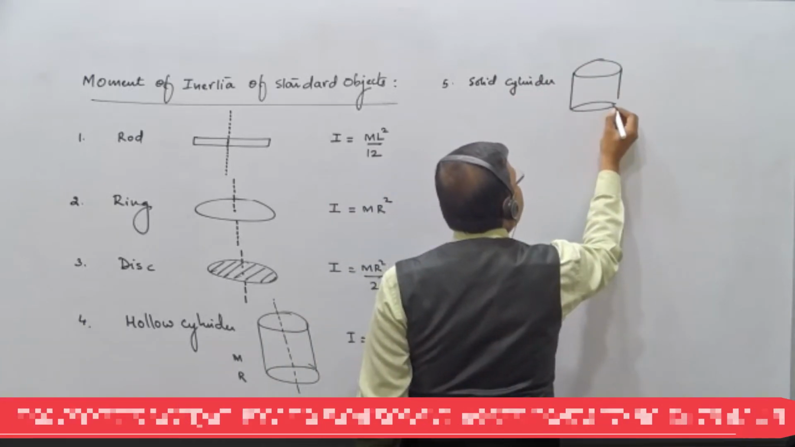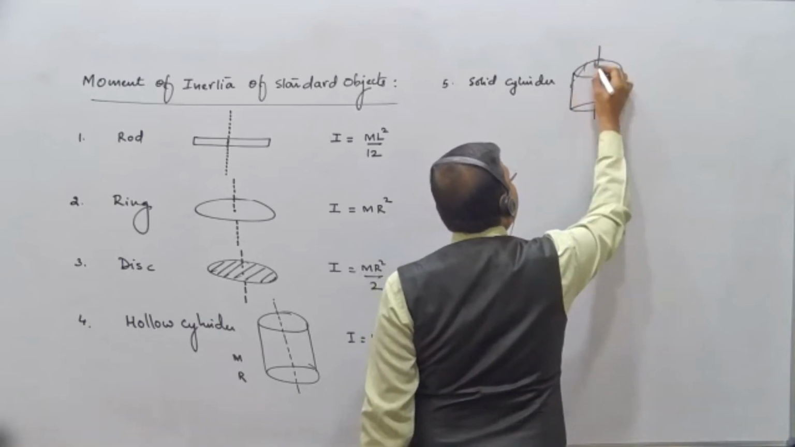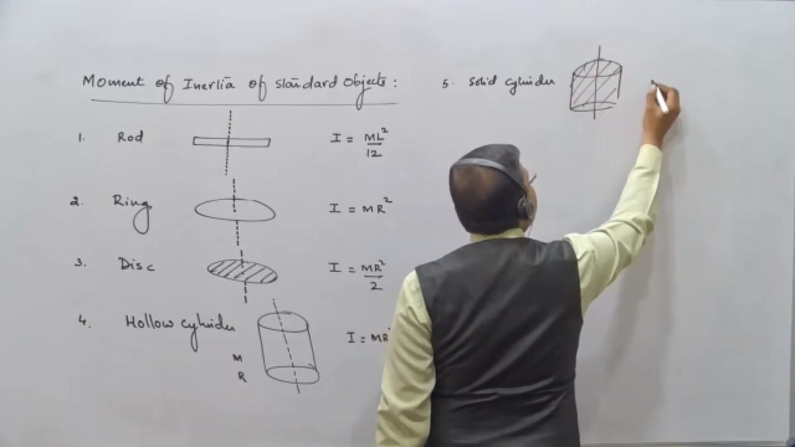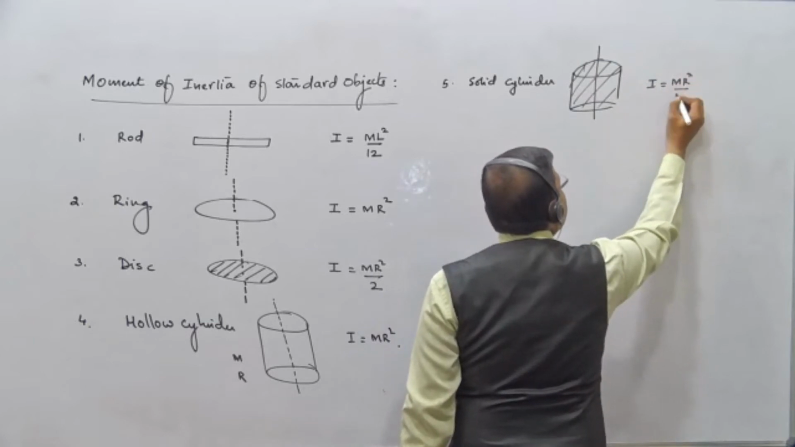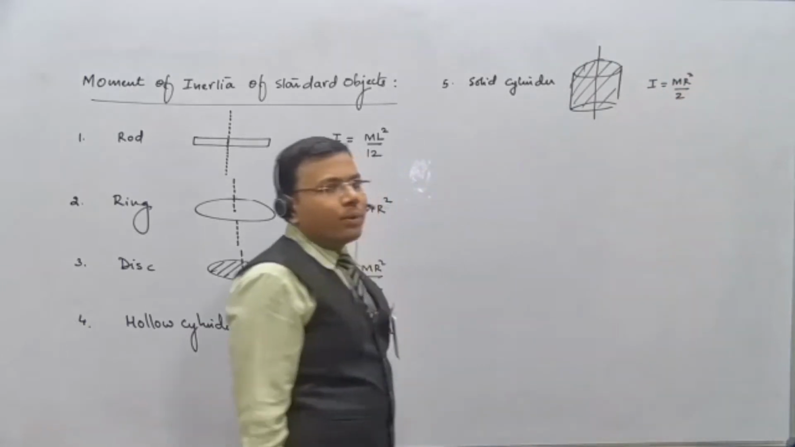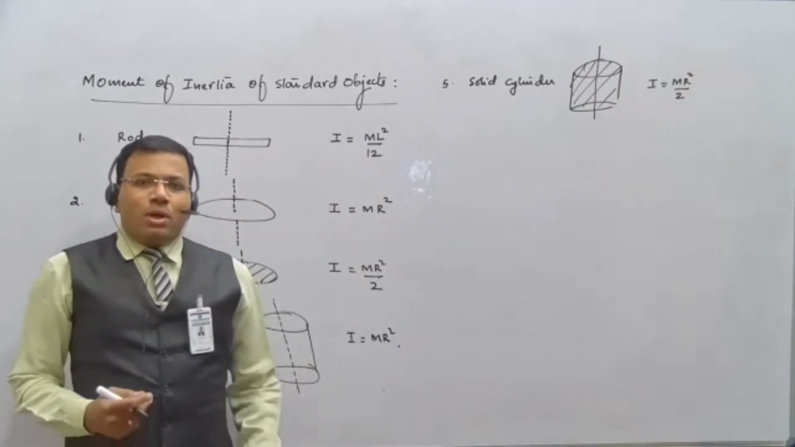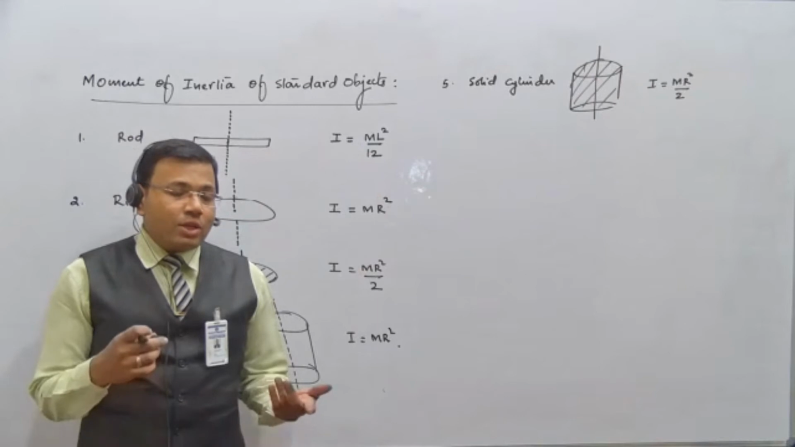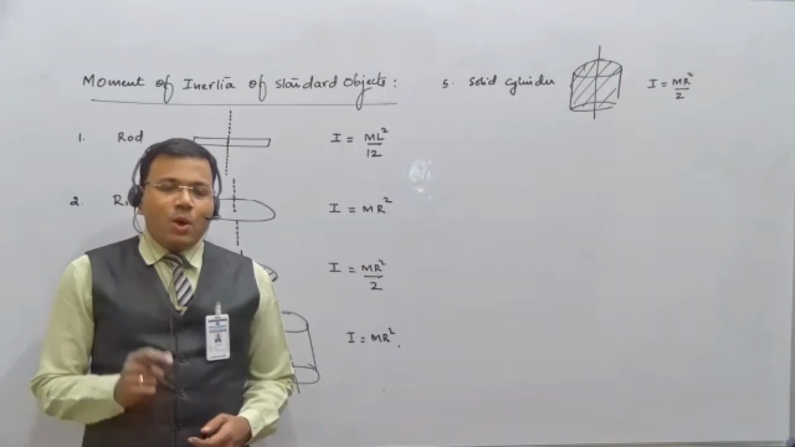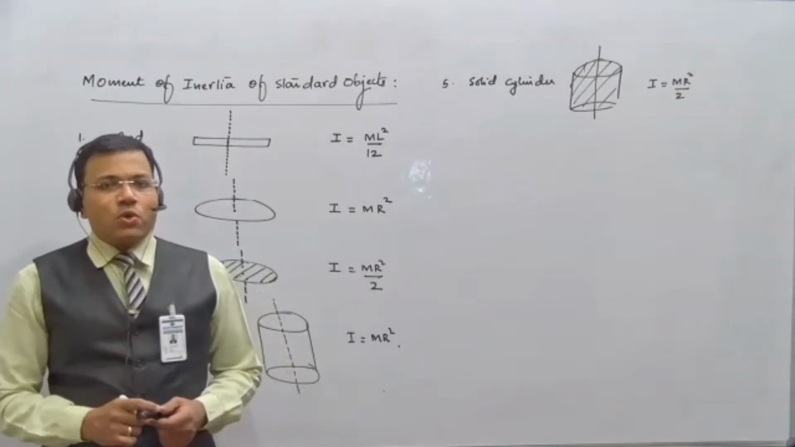Just now I said, that is what I can say, this is solid. So if we rotate this, beta, the moment of inertia is the same as your disc, MR square by 2. Now the next we move to the sphere. If I ask you about the sphere, again there are two types of spheres you will get. One is the hollow sphere, the other is the solid sphere.